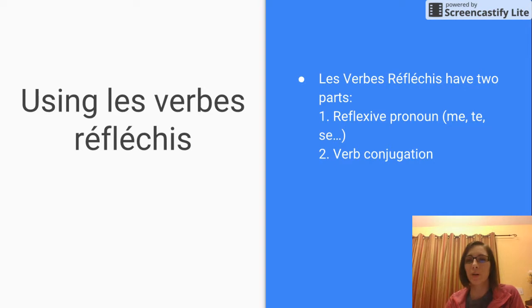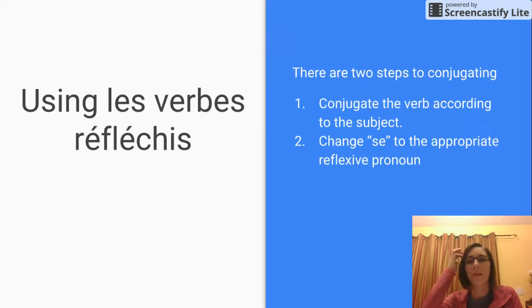With reflexive verbs, if it's a regular verb, you just conjugate it regularly. If it's an irregular verb, you just conjugate it irregularly. A lot of times our reflexive verbs are using verbs that we've already encountered, but just putting a se before them and making them reflexive. There are two steps. First, you've got to conjugate the verb according to the subject. Next, you need to change your se to the appropriate reflexive pronoun. We're going to see this in a table.